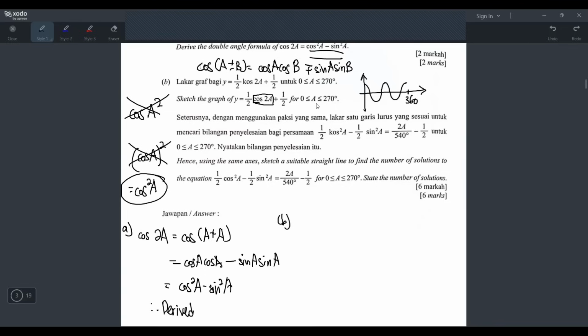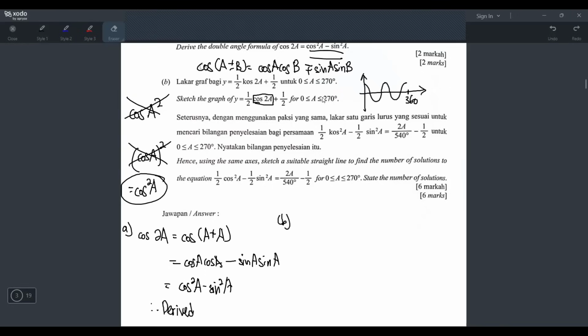Okay, maybe some students will tell me, hey sir, they want me to draw until 270, so maybe I have to cut somewhere here like that. Okay, don't cut first. If you cut, it will mess up your working later. So it's better to draw until 360. Last kali baru you cut. Jangan cut sekarang. It means this range from 0 to 270, last kali baru kita padam yang extra.